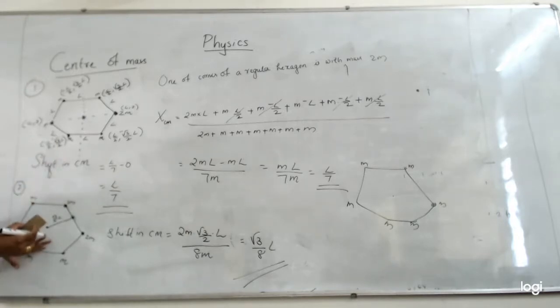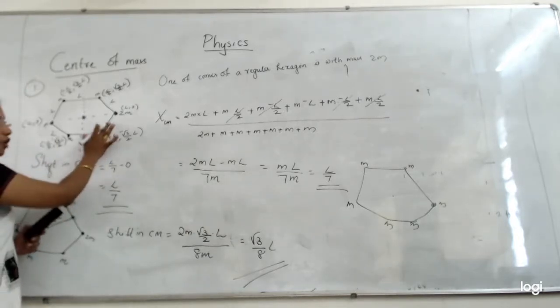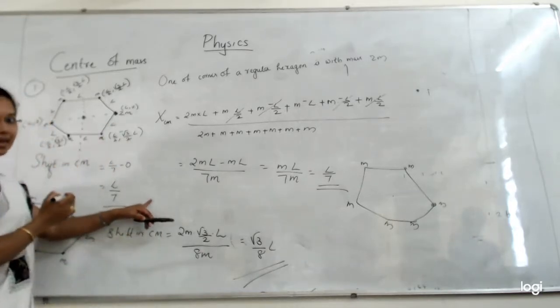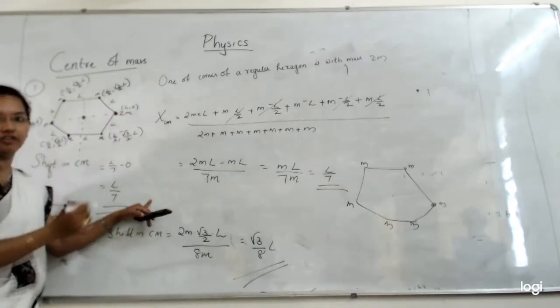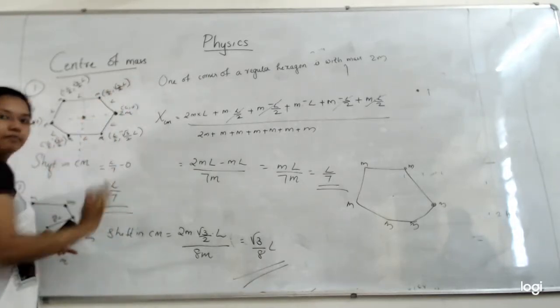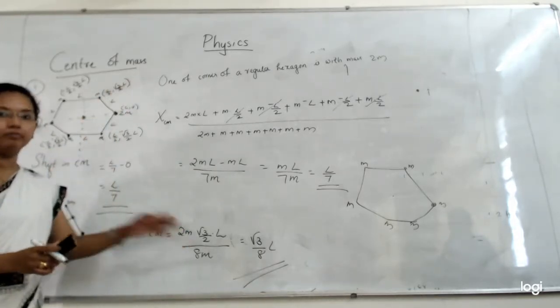Even all these questions we can do in the same form. If you don't want this method, you can follow the same method: write the center of mass, take this also 2m, and calculate the same way. This is like a shortcut method here.